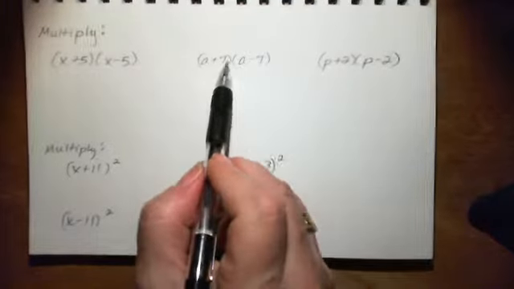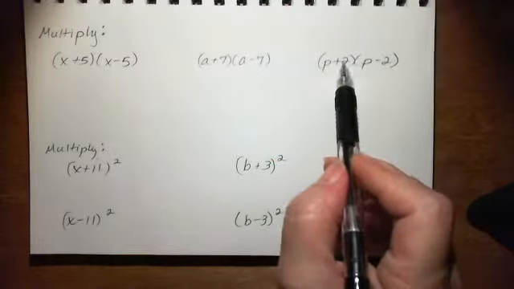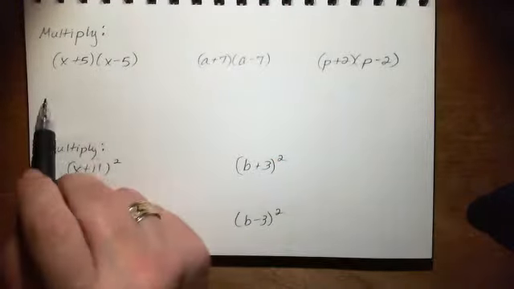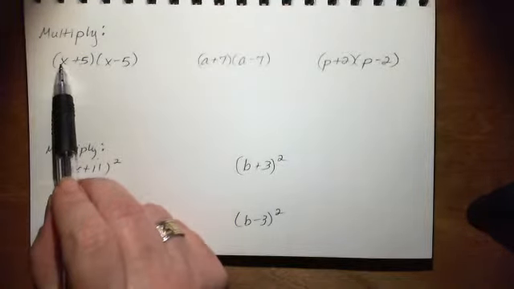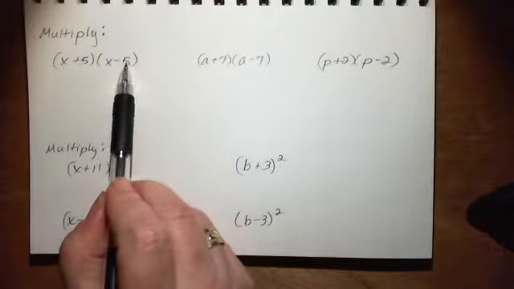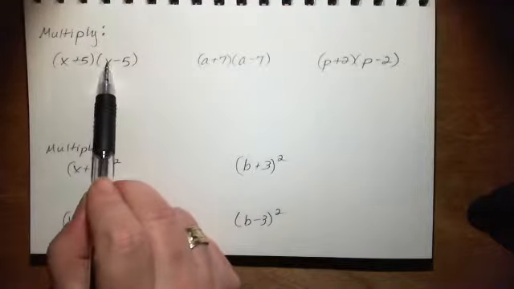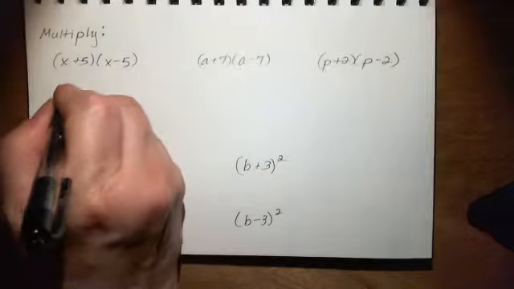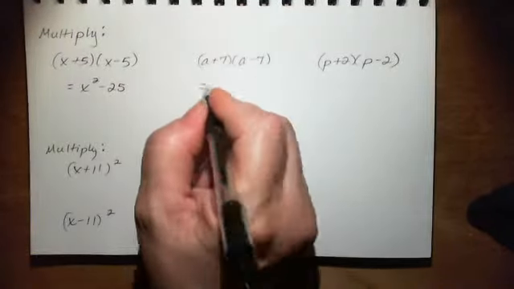Same thing here. Sum of a and 7, difference of a and 7. Sum of p and 2, difference of p and 2. And the pattern comes out the same every time because we get a negative 5x outside, a positive 5x inside. Those are opposites and add for 0. So all we get is our first, x squared, and our last, negative 25. x squared minus 25.